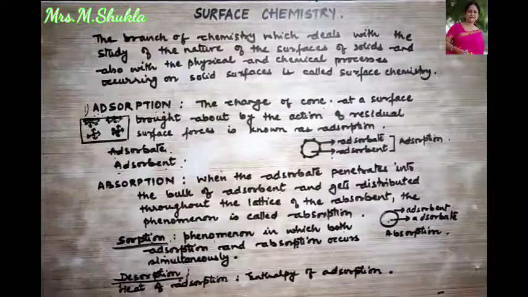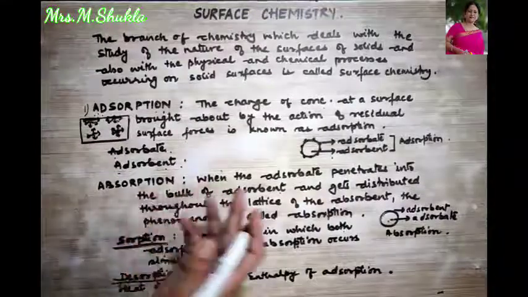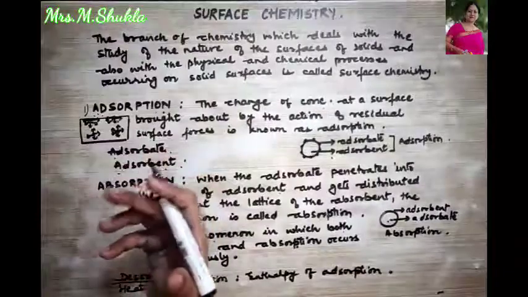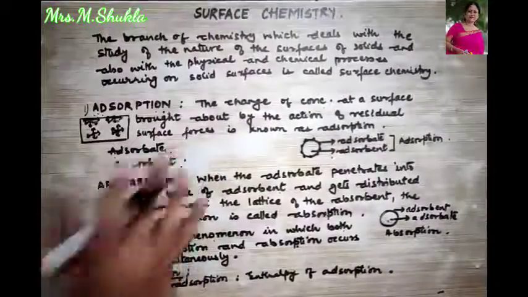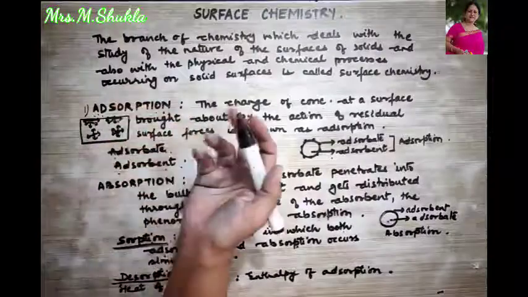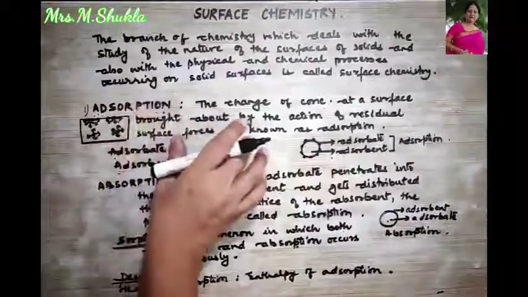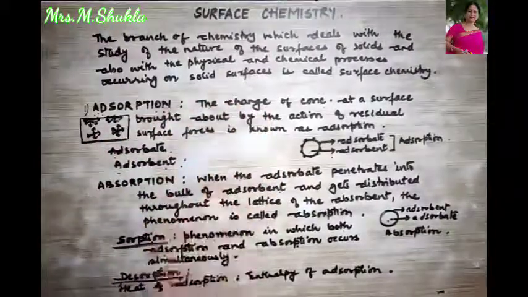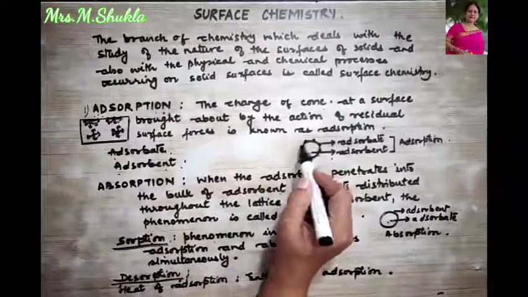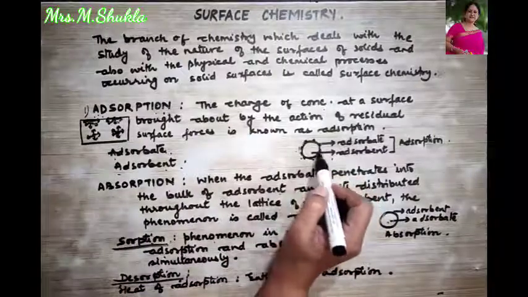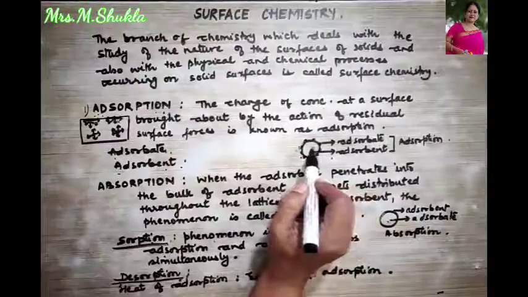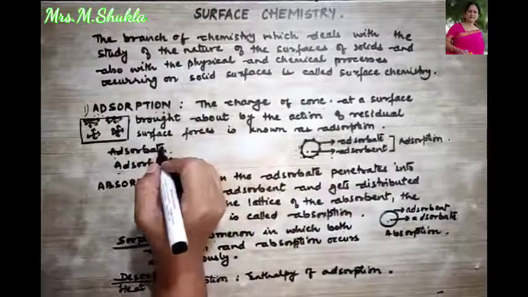Then we also have to talk about the positive adsorption and the negative adsorption. So as the terms say, we can describe accordingly. What did I say? A positive adsorption. So when the concentration of the adsorbate is more at the surface of the adsorbent as compared to that in the bulk of the adsorbent, then it will be termed as positive adsorption. I repeat, what did I say? That when the concentration of the adsorbate is more at the surface of the adsorbent as compared to the bulk of the adsorbent, then it is called a positive adsorption.